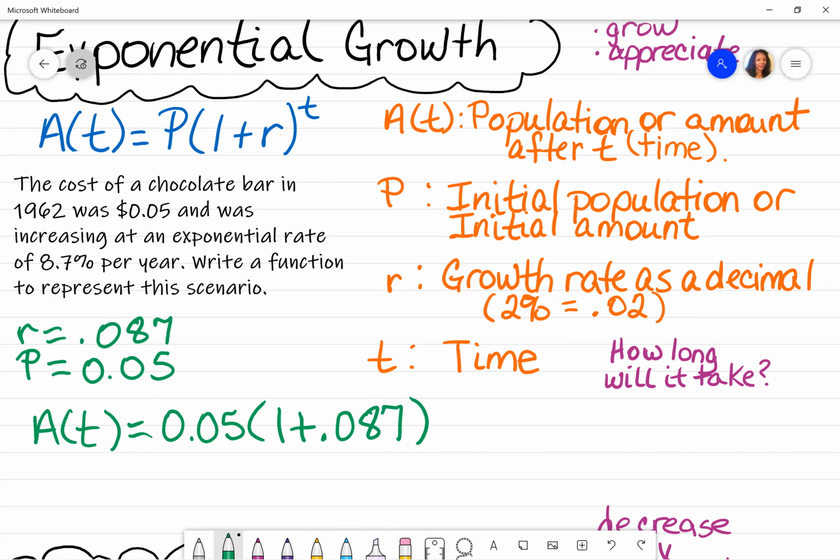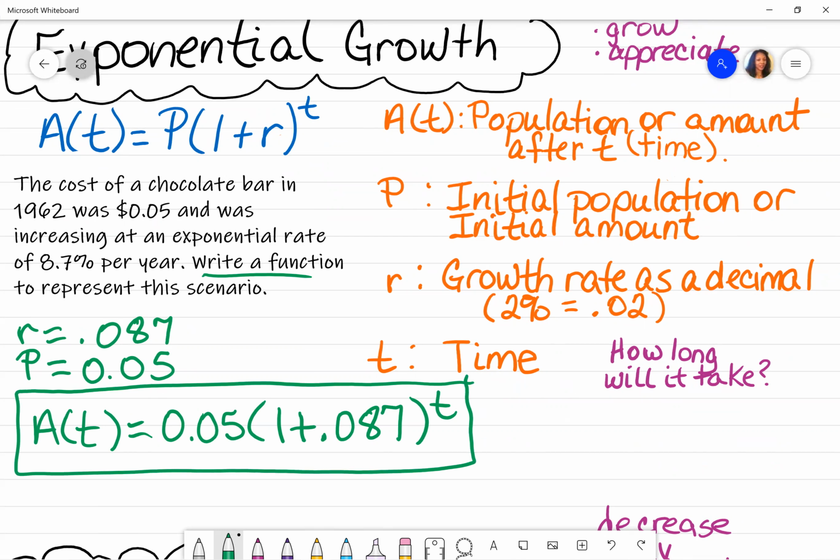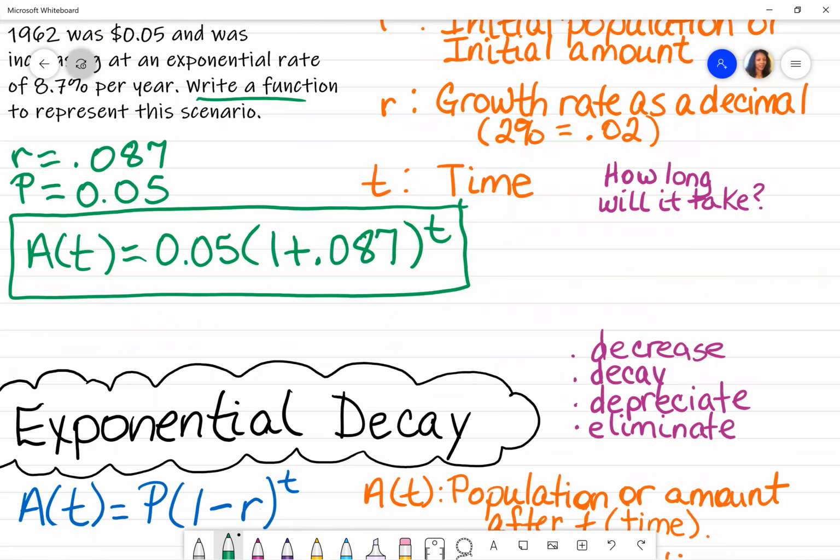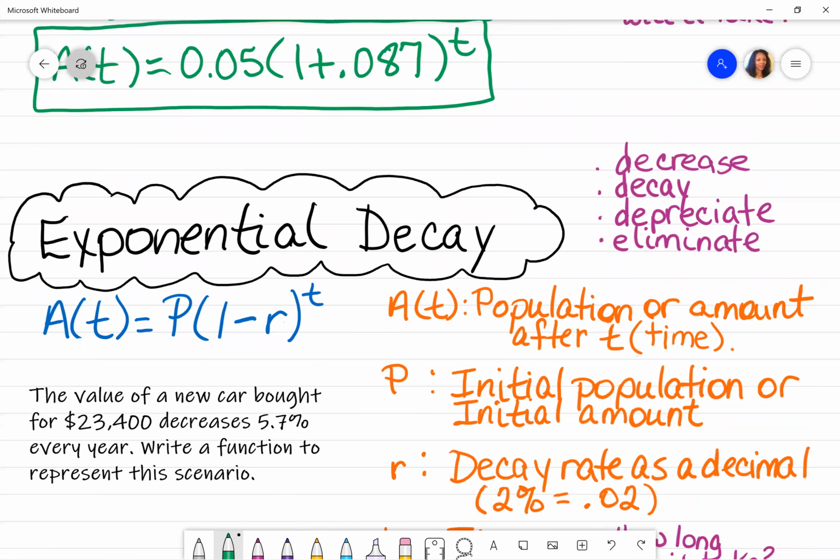And I was not given a time, so I'm just going to raise it to the T power. For this particular purpose, where it said to write a function, I am finished. I substituted in the two givens, and then I just wrote the function of what I would actually use if I had more information.